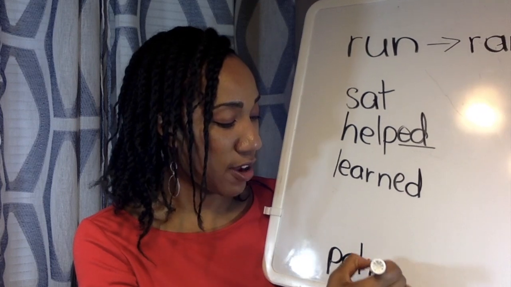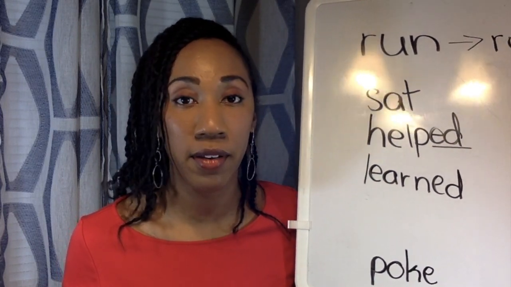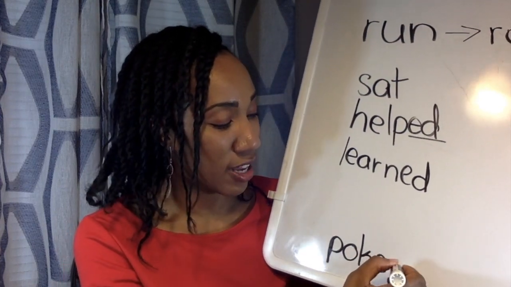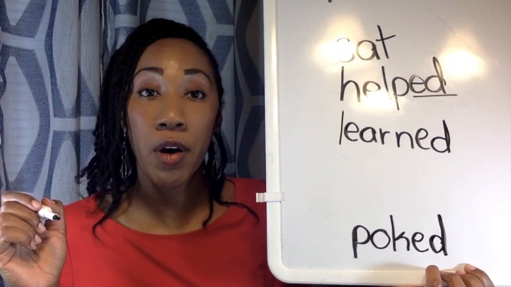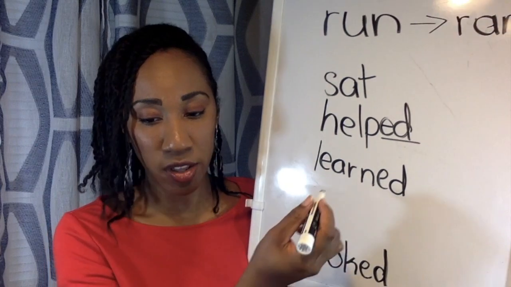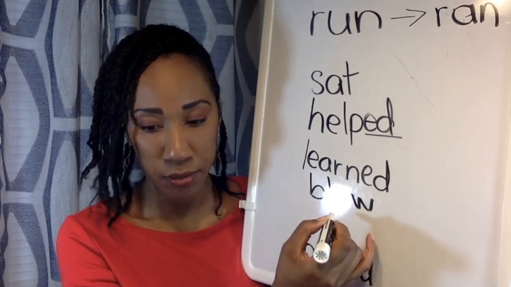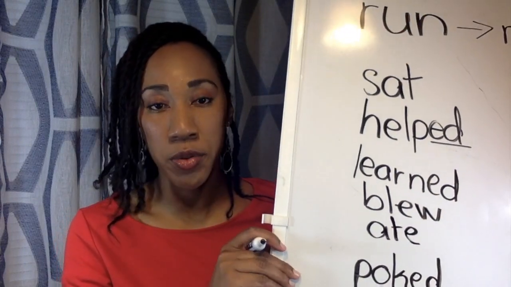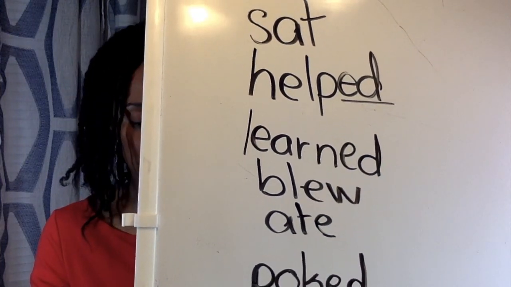Okay, and to make it past tense, well, what is the past tense of poke? I hope you said poked. So we just add a D right there. And the word is poked, okay? And just so that you can see all of them, in case I was going too fast, I'll add back blew and ate. So these are all the words for number 2. Pause if you need to so that you can see. And let's move on to number 3.